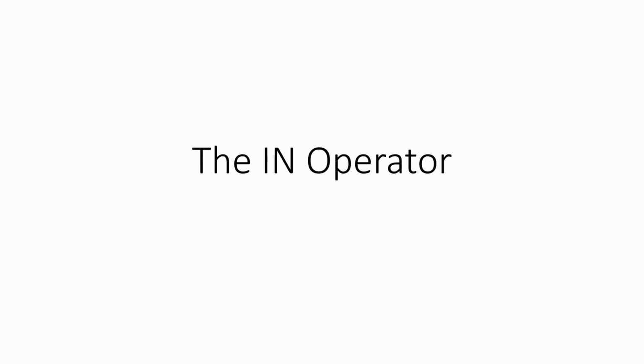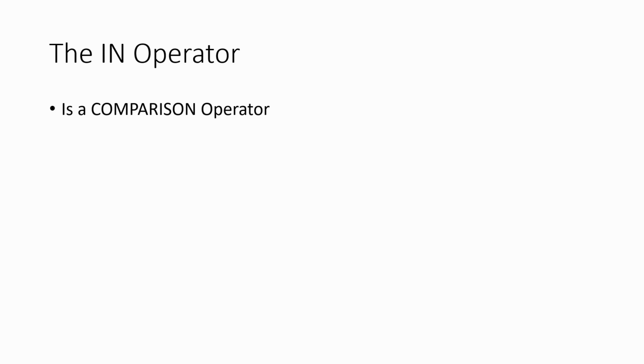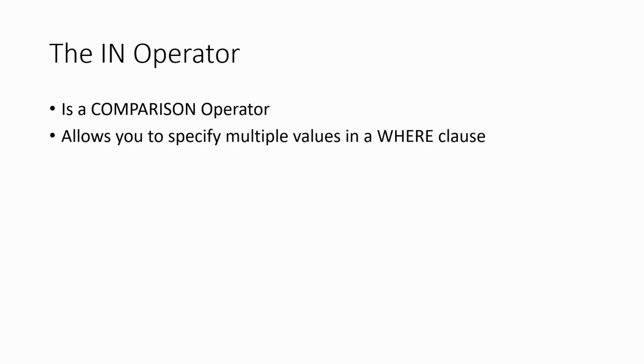The in operator. This is a comparison operator. It allows you to specify multiple values within a where clause. It's an or as well. So is the value text 1, or is it text 2, or is it text 3? And any values within there, it will return in your result set.